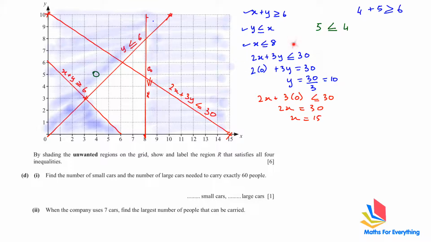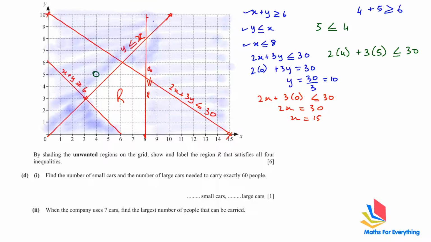And now remaining is 2x plus 3y is less than or equal to 30. So this is the line. We'll choose the point which we have chosen only, 5 and 4. Replace the x and the y. x is 4 and y is 5. This should be less than 30. So you can see that this is the wanted part. So this part is the unwanted part. I wrote here by mistake 6. It is y is less than or equal to x. So this is our region.